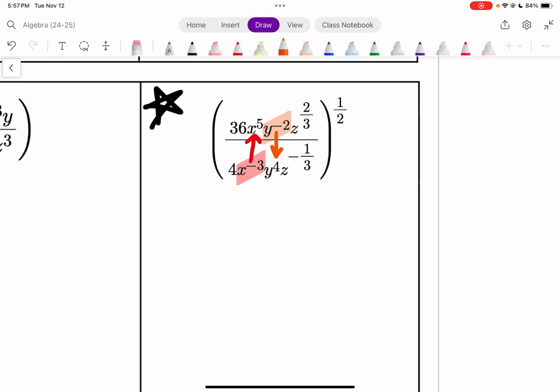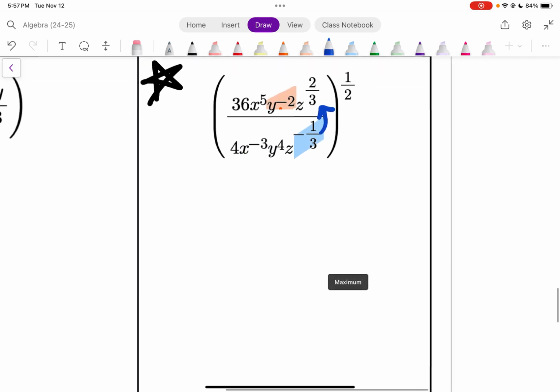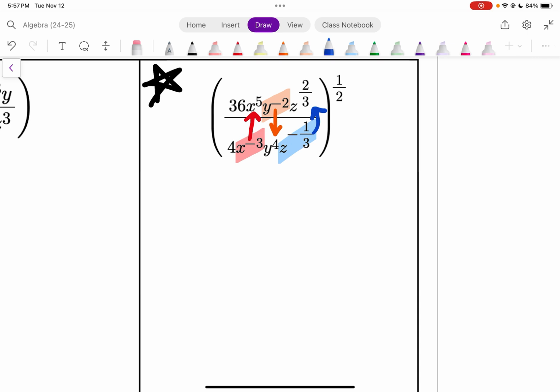We are flipping it to the opposite side. Then the next thing that I see is z to the negative 1/3, and I'm going to flip it upstairs. So now what we're going to do is rewrite this problem so we can see where all of our numbers are. And as we do that, I'm going to stretch it out, okay?